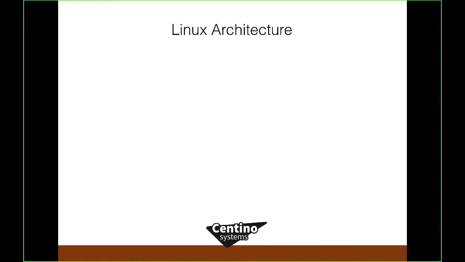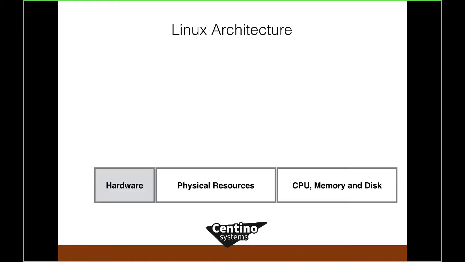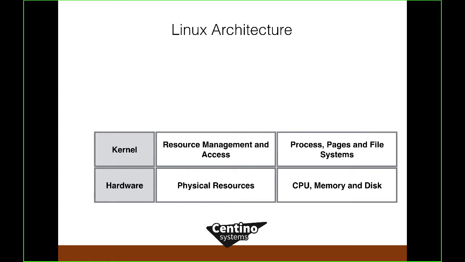And so the Linux architecture is really just like every other operating system. It has one function, and that's to control access to the physical resources in our computer, things like CPU, memory, and disk. And how it does that is with a thing called a kernel, right? It's the kernel's responsibility for resource management and access, and to provide those fundamental operating system abstractions like a process, which represents an executing thing in our system, or pages, like memory pages allocated in memory, and also file systems so they can interact with the disk.